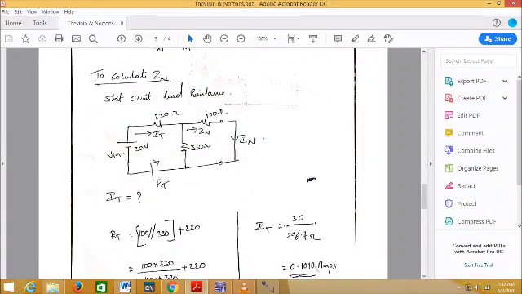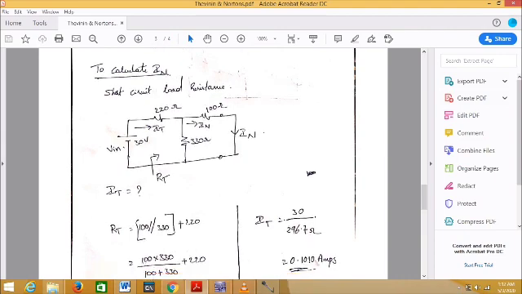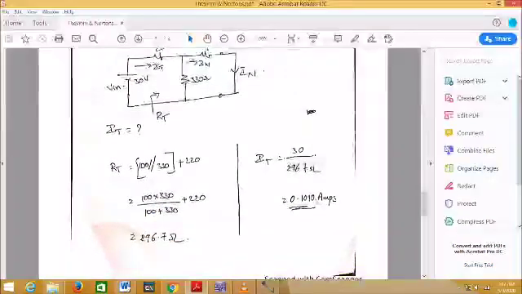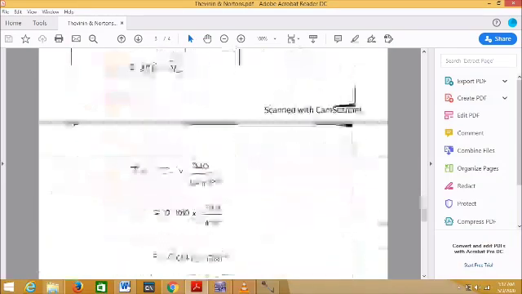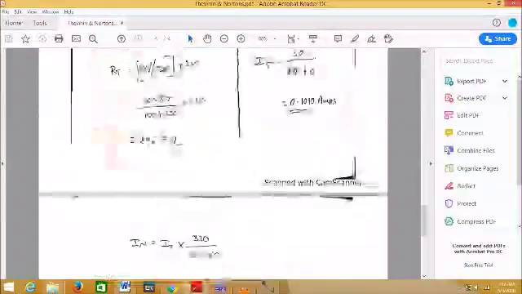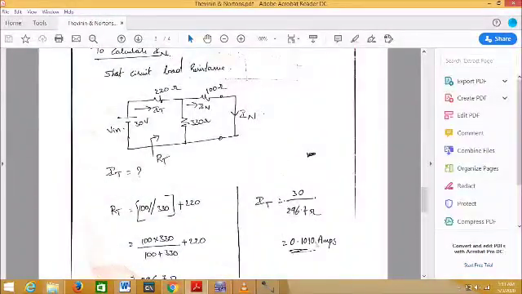So here I need to calculate IN. For that I need to define IT, and in order to define IT I need to define RT. RT is nothing but 100 ohm parallel to 330 in series with 220. So the RT value will be 296.7. IT is nothing but Vin divided by RT. The value will be 0.1010 amperes. So you got IT.